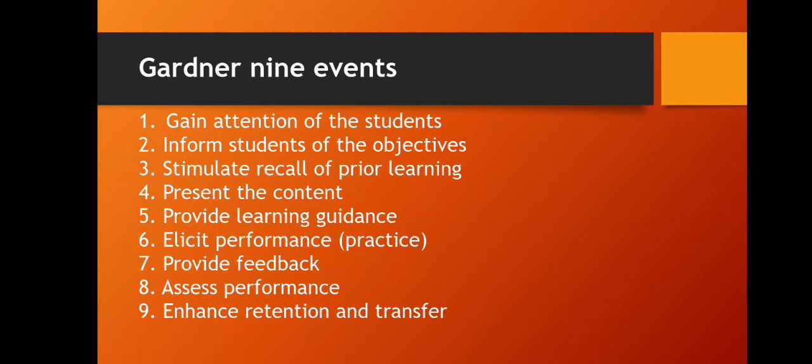First is gain attention of the students. Ensure the learners are ready to learn and participate in activity by presenting a stimulus to capture their attention. Number 2, inform students of the objectives. Inform students of the objectives or outcomes for the course or individual lessons to help them understand what is expected to learn and do. Provide objectives before instructions begin.